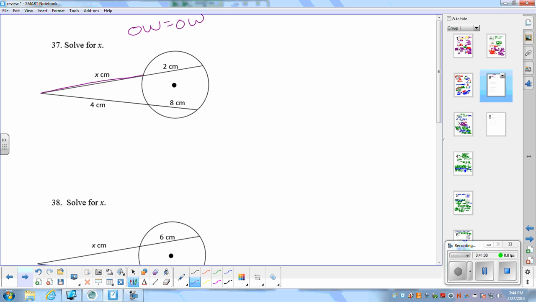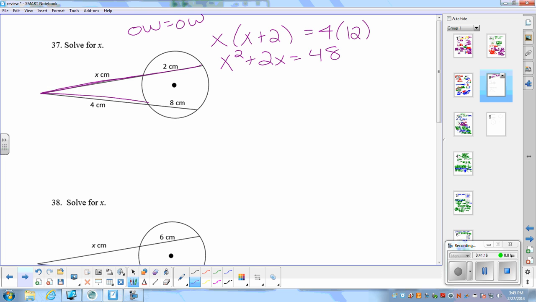So we look. Our outside of our top secant is x. Our whole thing is x plus 2. The bottom secant, our outside is 4. Our whole thing is 12. So we have x squared plus 2x equals 48.